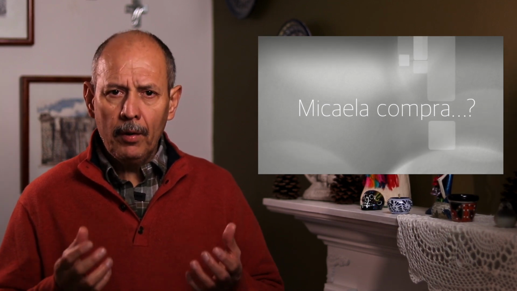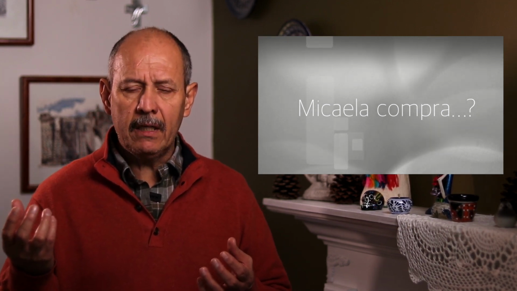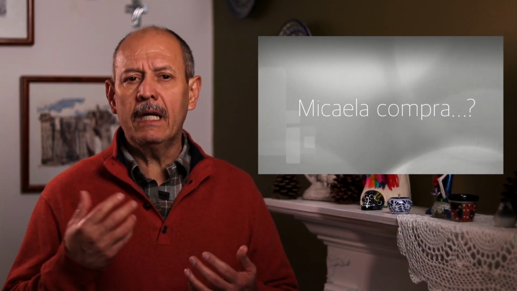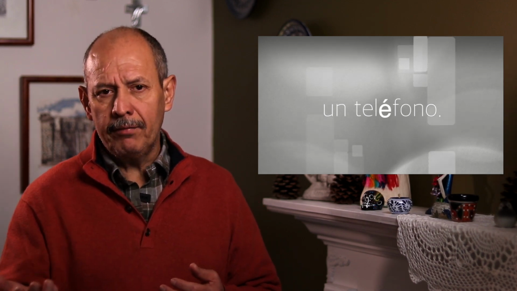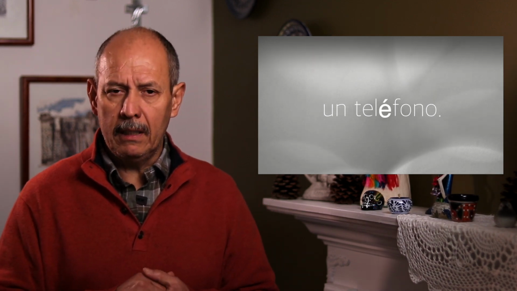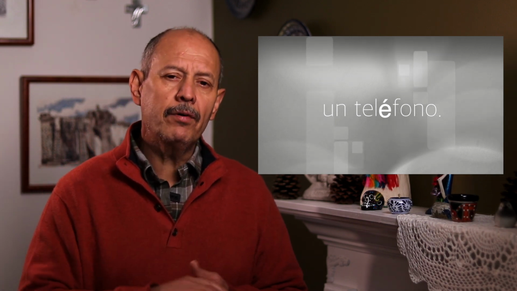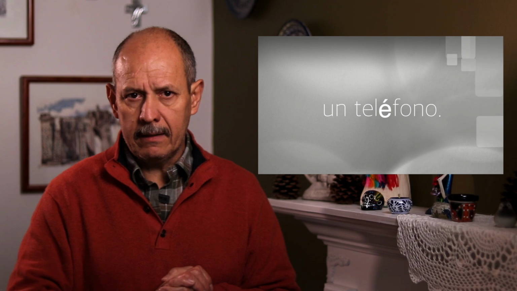For instance, if I say, Micaela compra, and I pause because I don't remember the name of that thing, somebody can ask me, what? What does she buy? And then I remember and I say, a telephone. A telephone in that example will be a direct object. Micaela compra un teléfono. ¿Qué compra Micaela? Un teléfono. Un teléfono is the direct object in that particular case. Every single time that we have a verb affecting something or somebody directly in a sentence, that is a direct object.